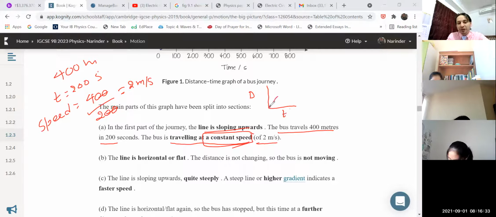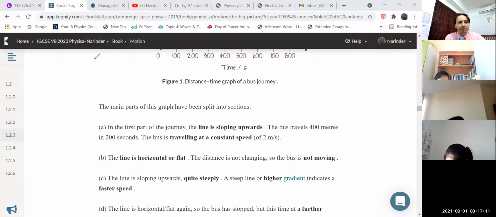If the line is straight, sloping upward, children, then this will show the object is moving with constant speed. If you have observed this kind of graph, it means the object is moving with constant speed. The object is not accelerating, but here the object is moving with constant speed. Every time the same distance is covered in a given time.